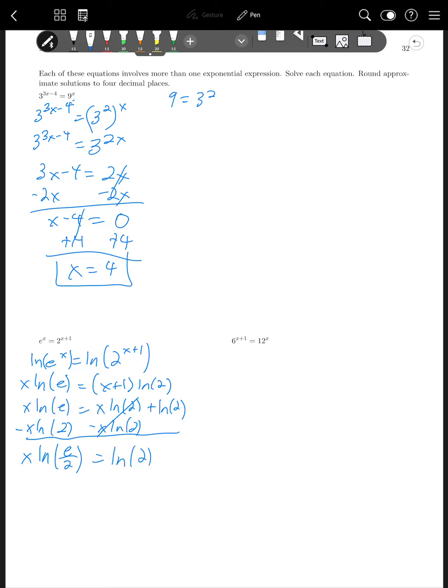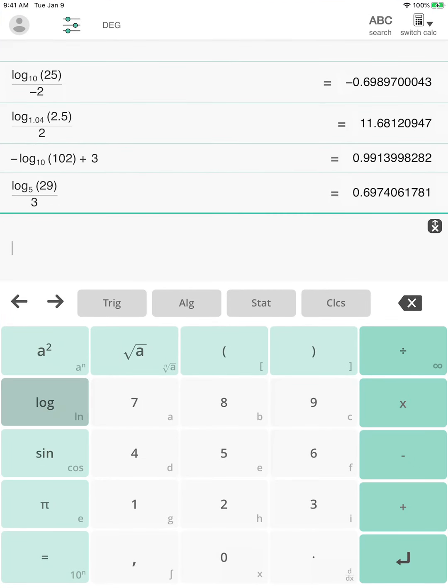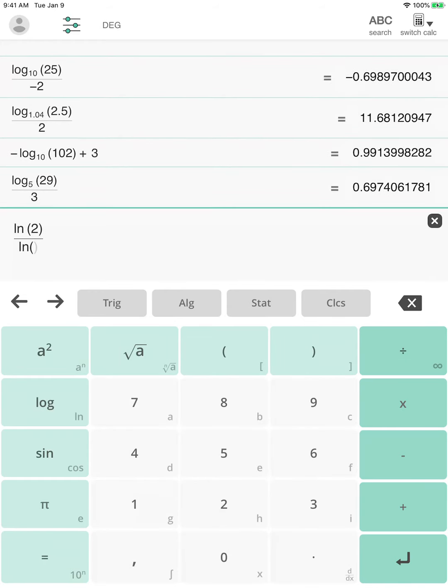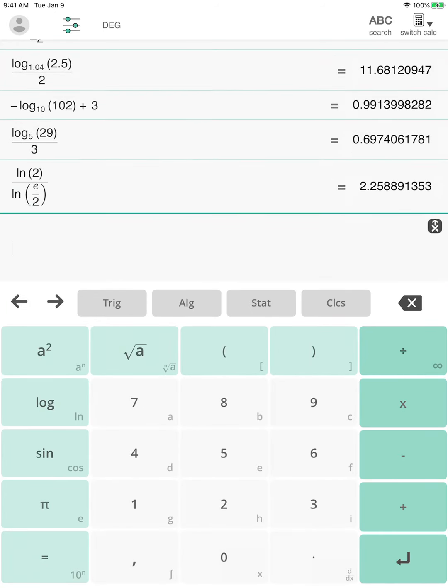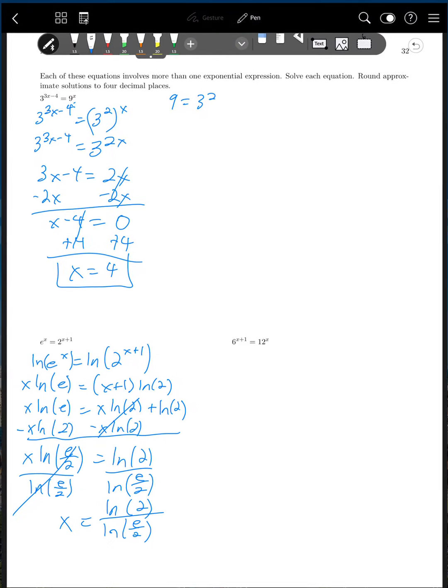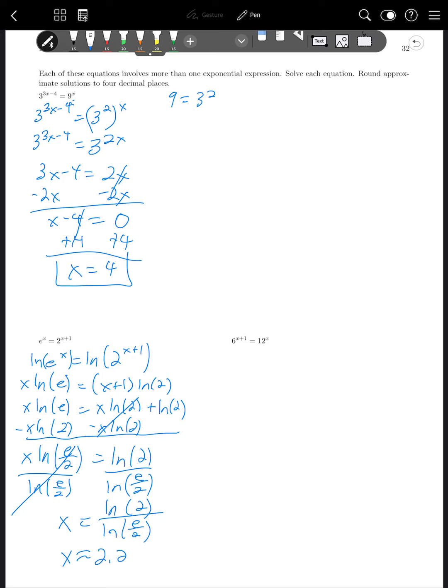And because of that nice way to combine is why I would do it the way we just talked about, because now I can divide by the natural log of e over 2 on both sides and get x equals that, the natural log of 2 over the natural log of e over 2, and I can plug that in my calculator to get an approximation. So it's the natural log of 2 divided by the natural log of e divided by 2. And we get 2.2589. So x is approximately 2.2589.